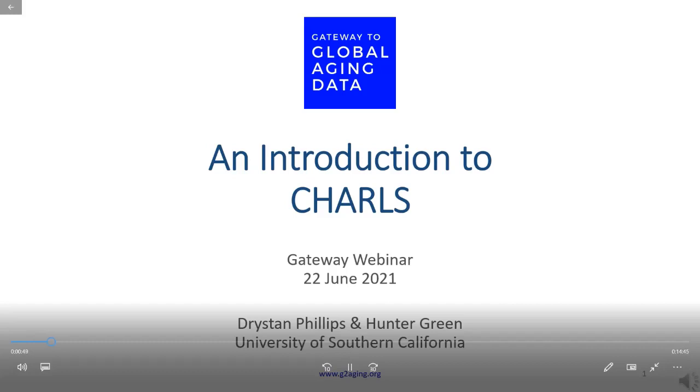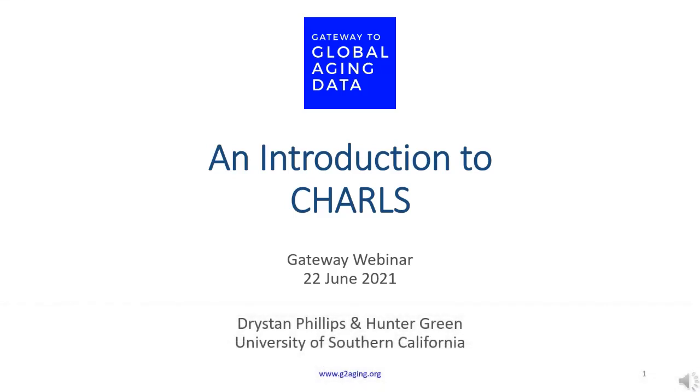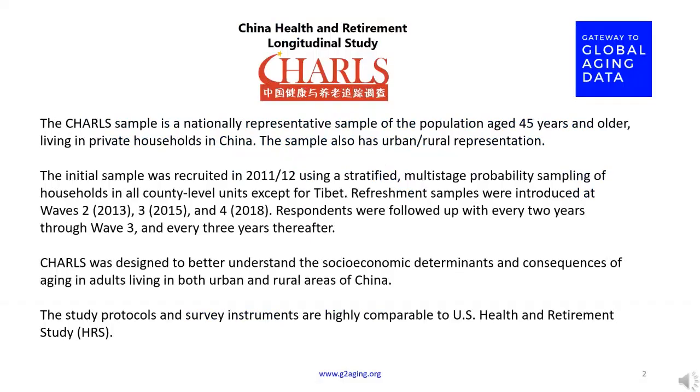These analyses examples should be especially interesting for those who are thinking about using CHARLS or who might have just started using CHARLS. CHARLS stands for the China Health and Retirement Longitudinal Study. It is a nationally representative sample of the population aged 45 and older living in private households in China. So CHARLS does not include people who are already living in institutions such as long-term care facilities. In addition to being nationally representative, the sample also has urban and rural representation.